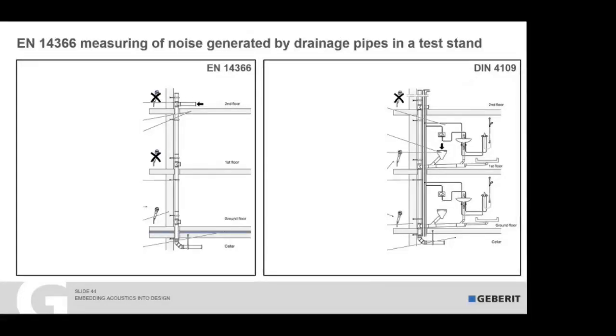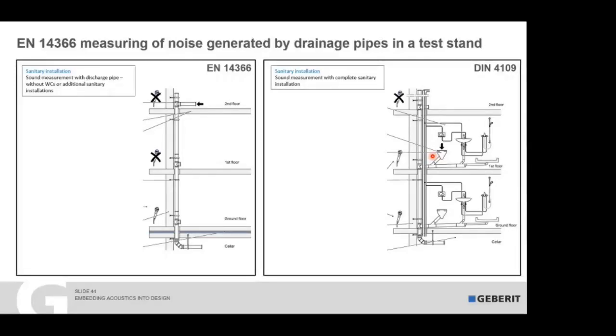So how does it look, what is the difference between the two standards? You see here the build-up of EN 14366, and then we have the build-up according to 4109. These are the build-ups we do in our laboratory here in Rapperswil. We build up the full bathroom here, and then we always flush a realistic flush through the toilet, which we all know is the loudest device. And you see here a complete sanitary installation, and in EN 14366 they always measure with the discharge pipe without WCs or additional sanitary installation, and they have a constant flow with different flow rates. Of course they also get different values, but this is a constant flow.